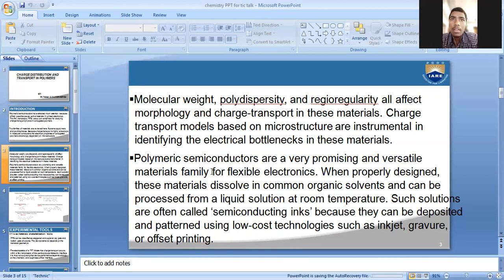Polymeric semiconductors are very promising and versatile materials for flexible electronics. When properly designed, these materials dissolve in common organic solvents and can be processed from liquid solution at room temperature. Such solutions are often called semiconducting inks because they can be deposited and patterned using low-cost technologies. Next, we move on to the next slide to learn more.